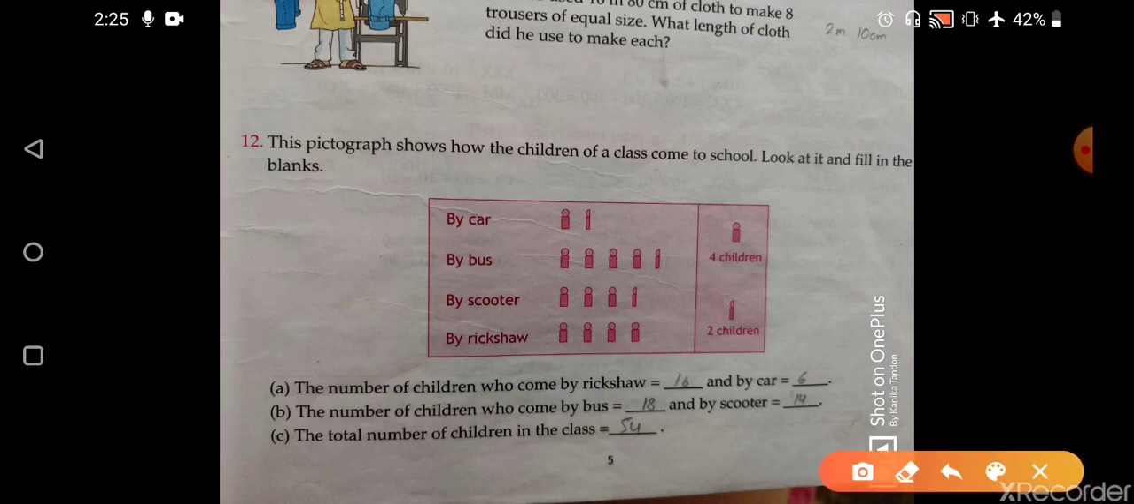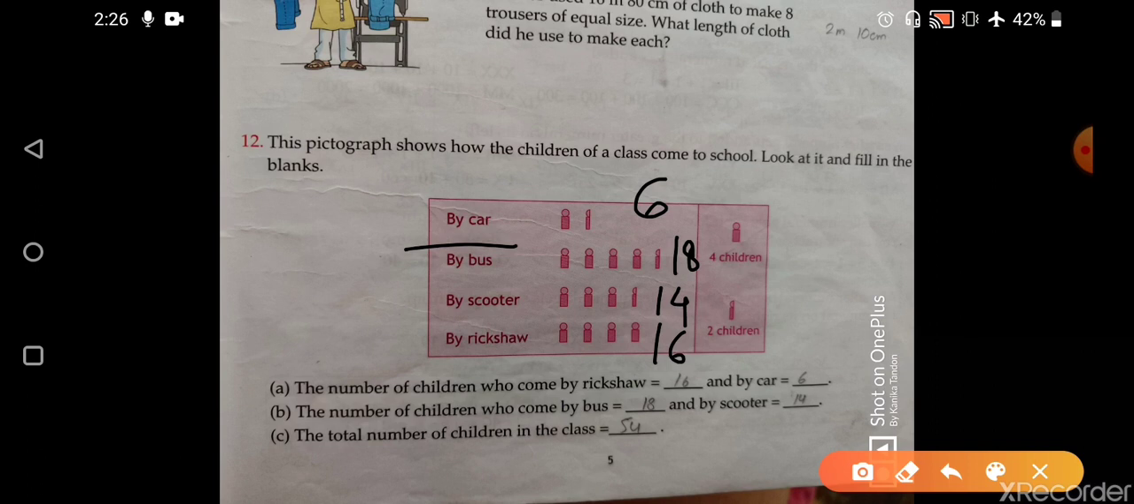So what we have to do, we have to count how many children come by which vehicle. So by car, how many children come? 4 plus 2, 6. By bus, 4, 8, 12, 16 and 2, 18. By scooter, 4, 8, 12 and 14. By rickshaw, 4, 8, 12, 16. So the number of students who come by rickshaw is 16 and by car is 6. The total number of children who come by bus is 18 and by scooter is 14.